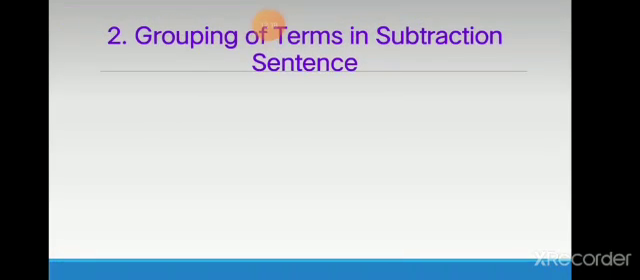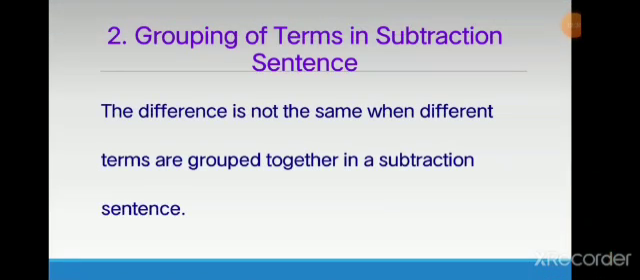The second property is grouping of terms in a subtraction sentence. The difference is not the same when different terms are grouped together in the subtraction sentence. In this property, if we have three numbers and we first make one group, and the second time we make different groups, the answer or the difference is not the same. But in addition, we learned that the grouping of terms gives the same answer.